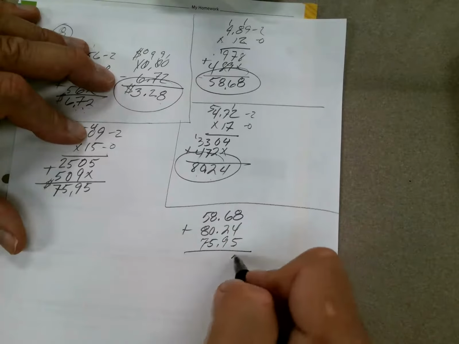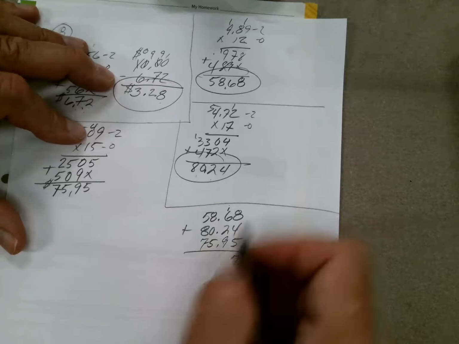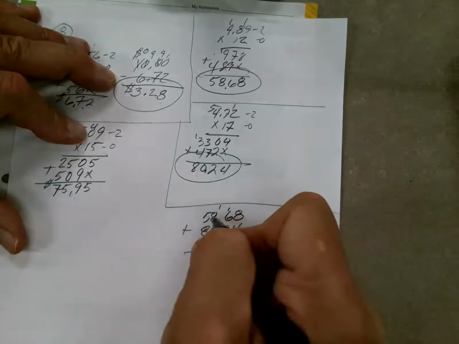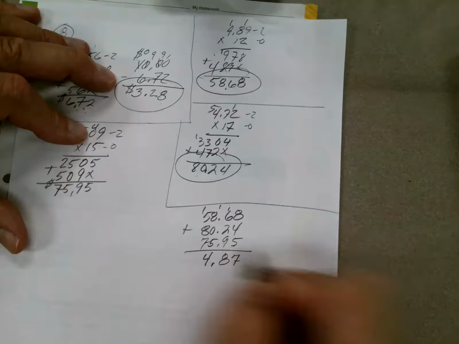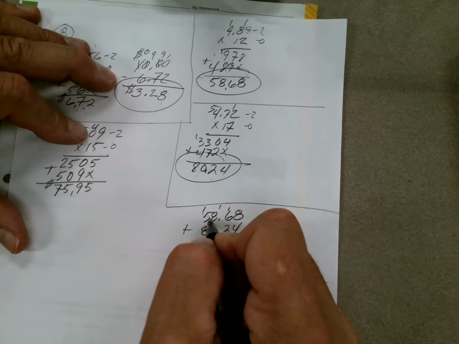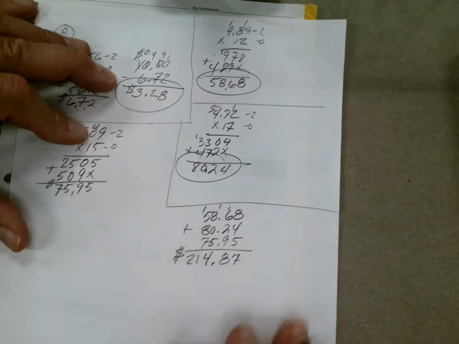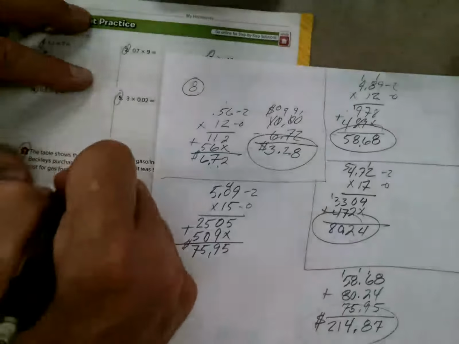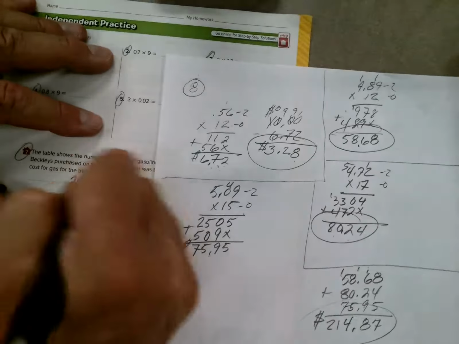12 and 5 is 17, carry the 1. 9, 10, 18. Decimal down, carry the 1. 9 and 5 is 14, carry the 1. 15, 8 and 7 is 15, and 5 is 20, plus 1 is 21. And that's the total amount they spent, and I'm going to write that right here, of $214.87.